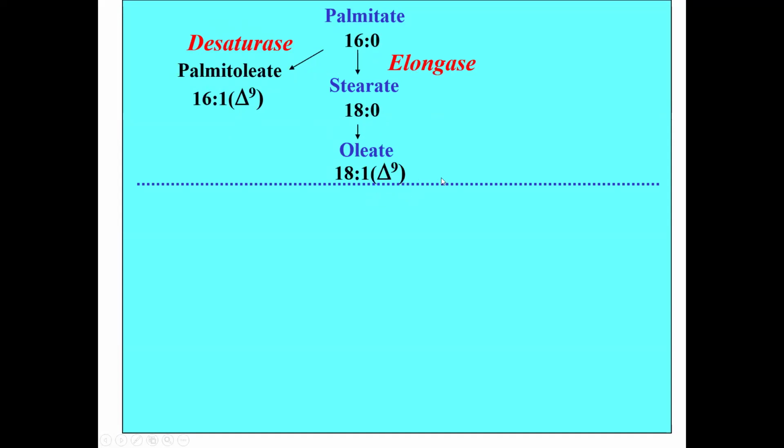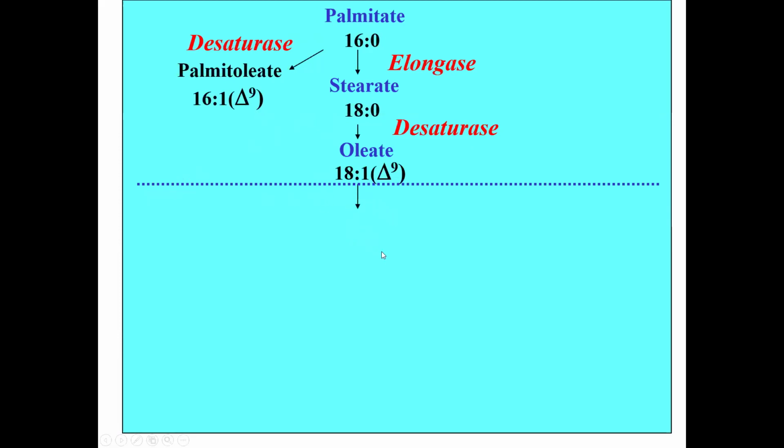And we have already known that mammals can incorporate only a double bond between carbon number 9 and 10. So this dotted line is for mammals. Mammals have no capability to pass through this line. So this portion is only accomplished in mammals. So the enzyme is desaturase.